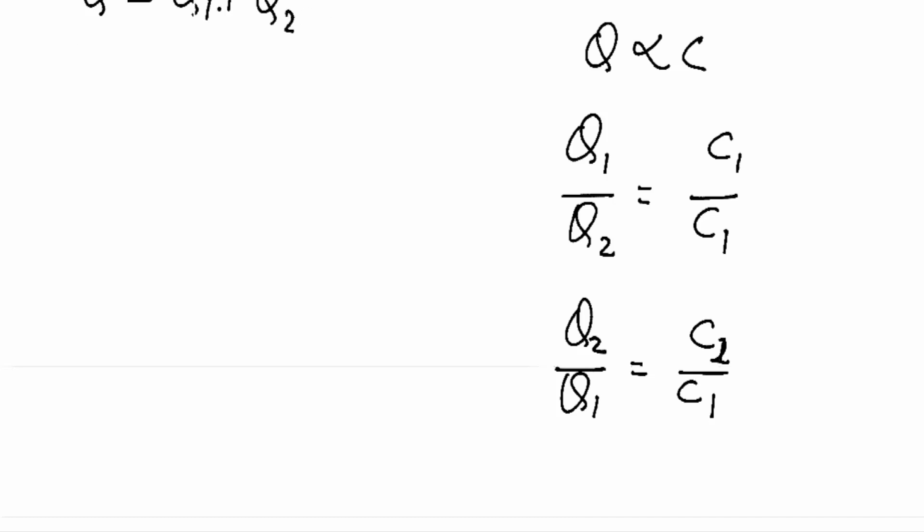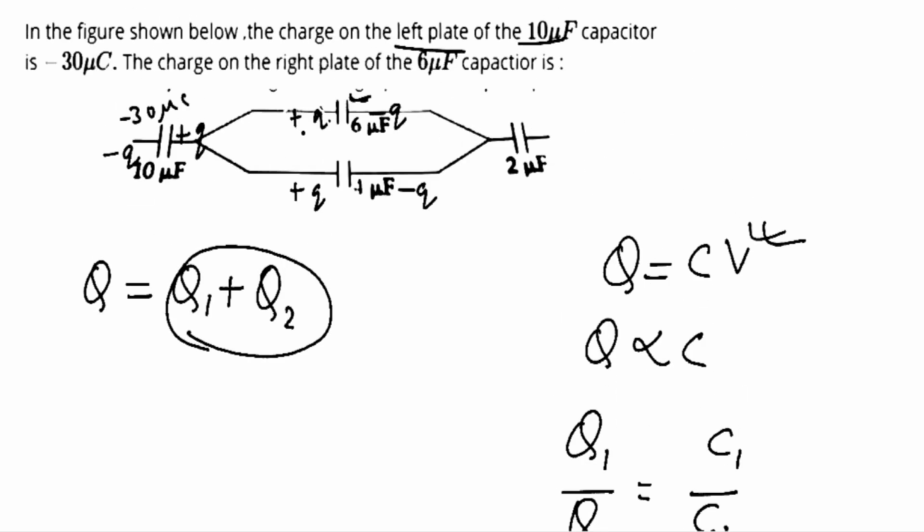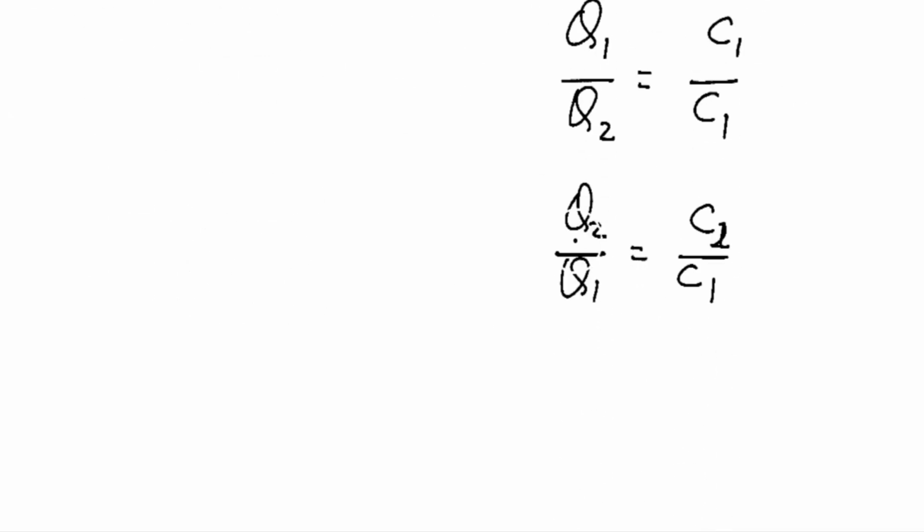So why are we doing that? We have to find out Q1 plus Q2. If we get Q1 plus Q2, and the unknown is Q1, then we will be able to calculate the charge on this capacitor. So we are trying to find Q1 plus Q2. If we add 1 to both sides, then in the upper part it will be Q1 plus Q2.